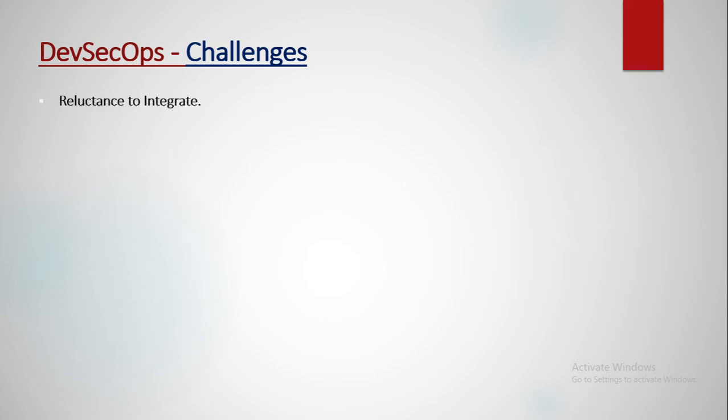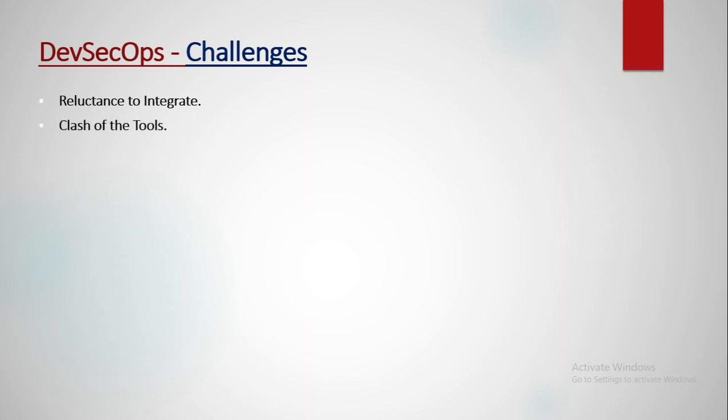Here I list four different DevSecOps challenges. First one is reluctance to integrate. It is normally referred to as enabling teams to work in tandem with each other rather than independent of each other. That is the basic definition of the first point of the DevSecOps challenges.